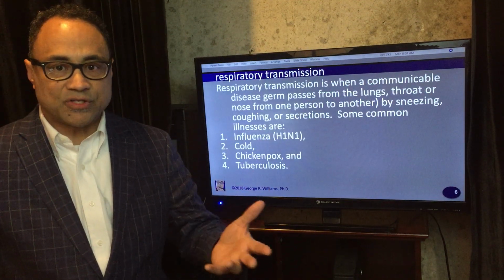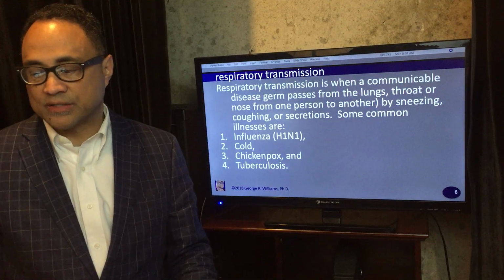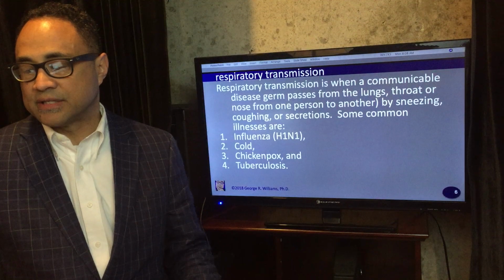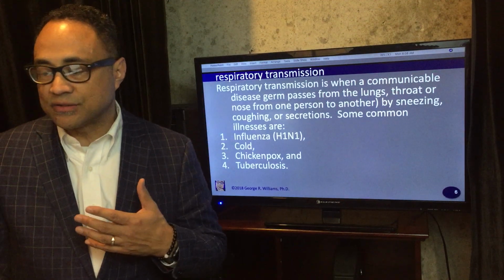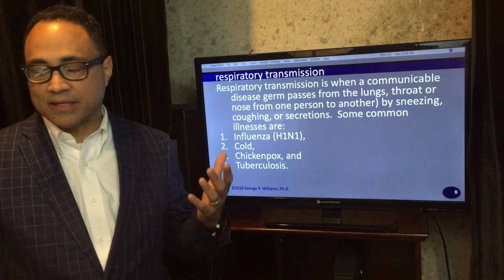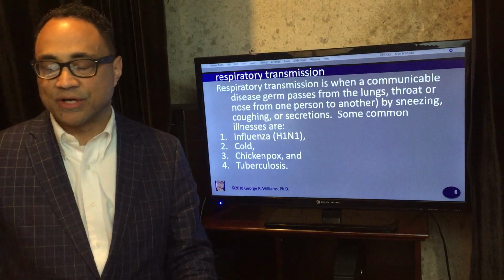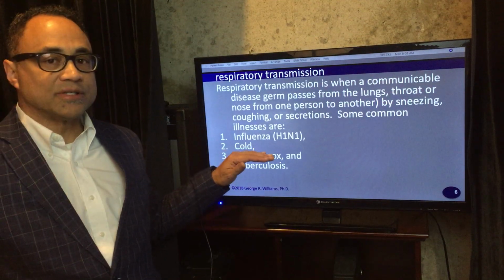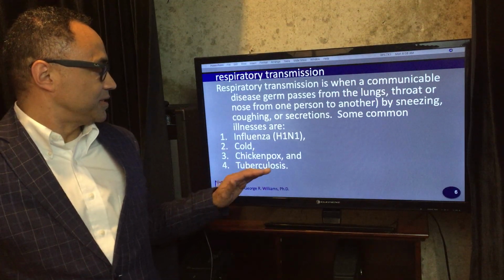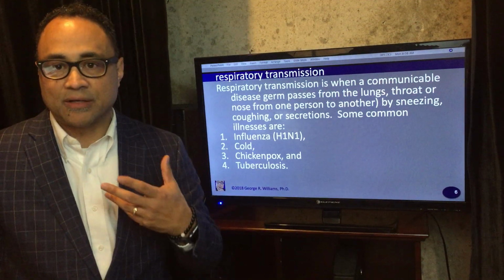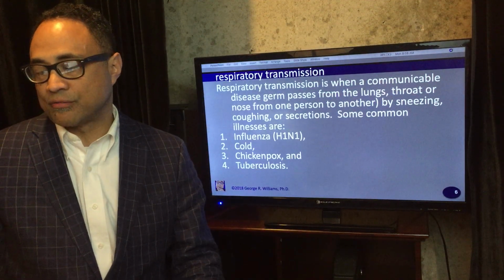So when you talk about the spread of illnesses, respiratory transmission is when a communicable disease germ passes from the lungs, the throat, and nose of one person to another. And that can be accomplished by sneezing, coughing, and secretions. So some common illnesses are influenza, which is the flu, cold, chicken pox, and something as serious as tuberculosis can be transmitted through the respiratory.